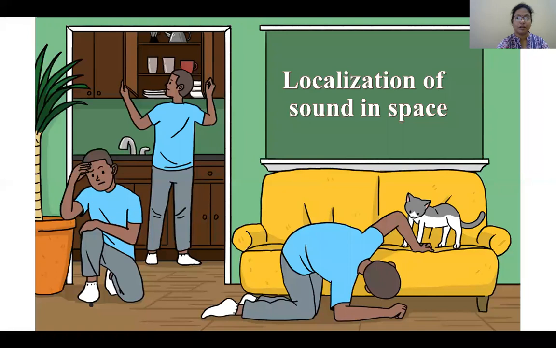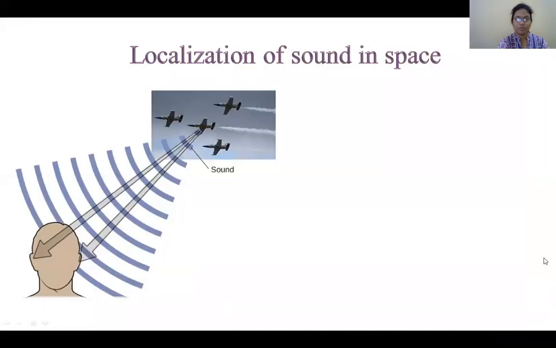Now, localization of sound in space. A very common example is if you forgot your mobile phone, not in vibration mode but in ringing mode, and you forget where you have kept it. What we do is take our friend's phone and give a ring and try to search wherever possible. How are we able to find our phone? Because we are able to locate from which direction the sound is coming. Let us see how it is possible.